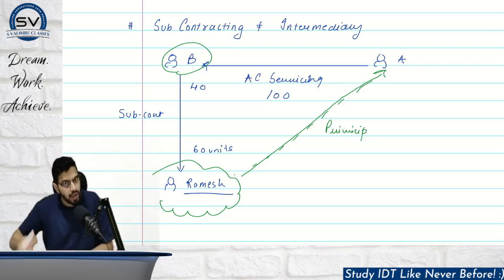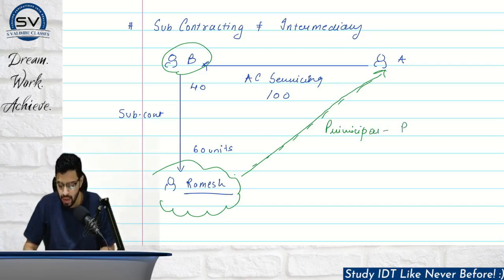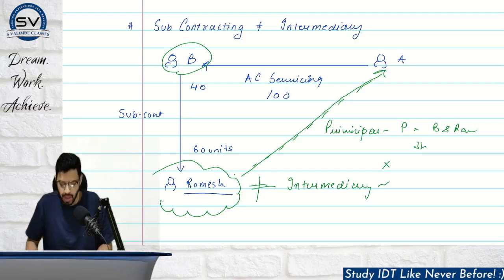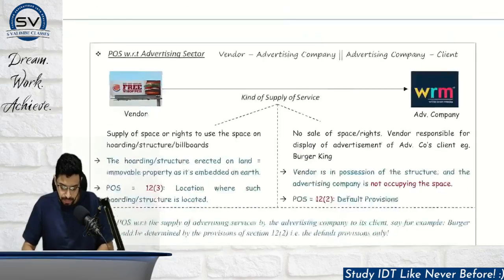And what is that work? AC servicing of Mr. A. A is the customer of B. But whatever it is, this principal to principal supply is between B and Ramesh, and this is not an agency service, right? We cannot say that he is an intermediary. So this is very obvious. This is not an intermediary. You are not going to apply section 13.8 here. You will apply the normal default provisions.